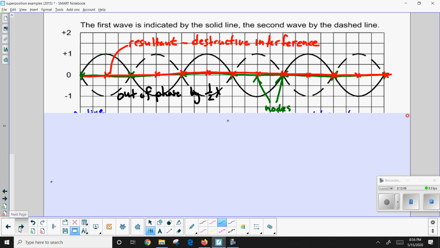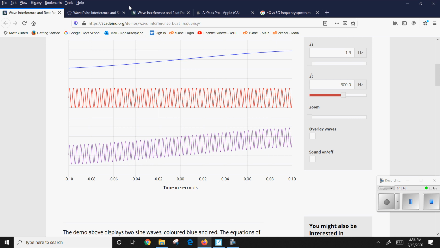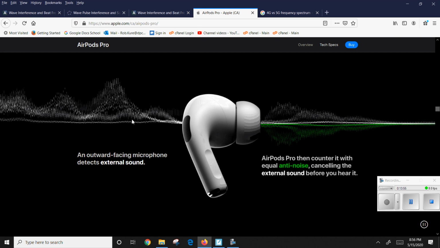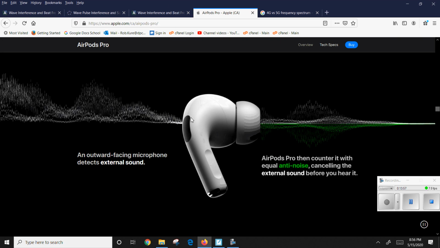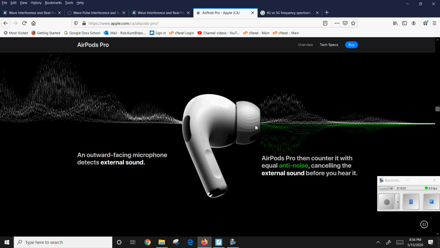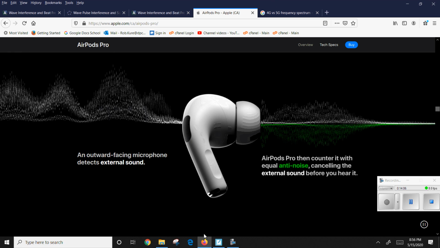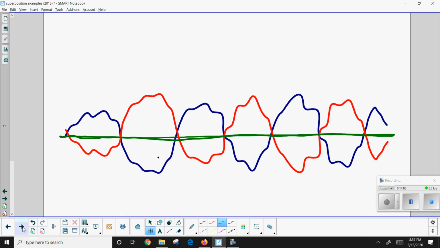Destructive interference. So this is exactly when I was talking about the Apple AirPods. What they're doing is they're taking the sound in on this side, inverting that annoying sound and playing it back on this side so the two sounds cancel each other. Let me show you a little graphic of how that actually works.